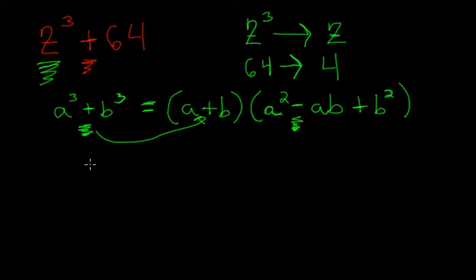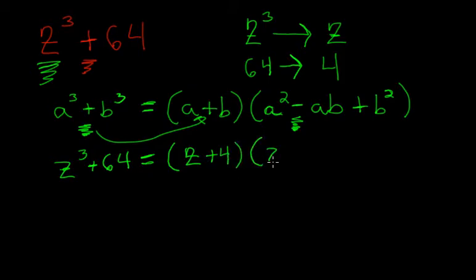So our a was z, and our b was 4. We can say z cubed plus 64 equals z plus 4 times z squared minus 4z plus 16. Whew. All right, so that's how our cube formula works. We're looking for cubes in there, and the same thing happens whether there's a negative or a positive.